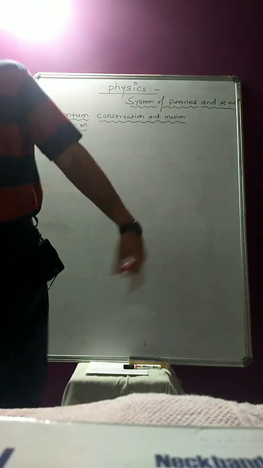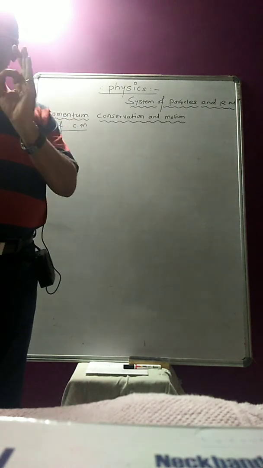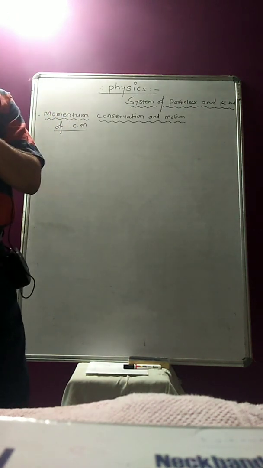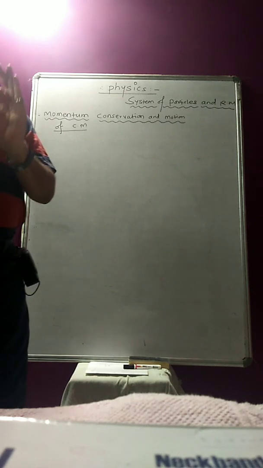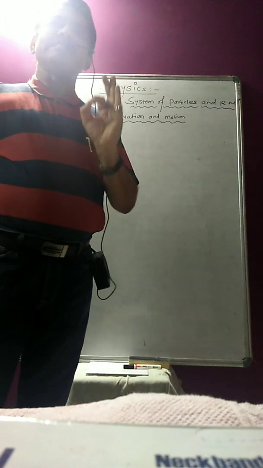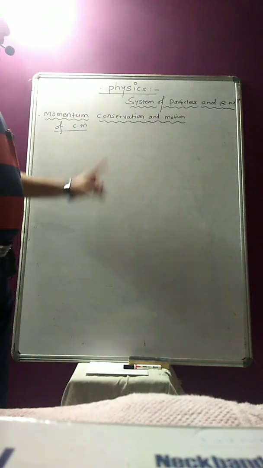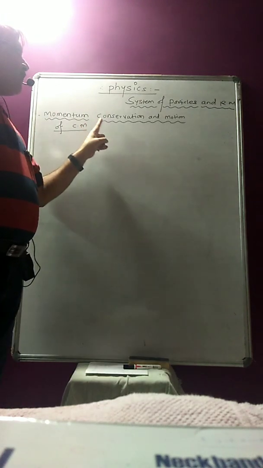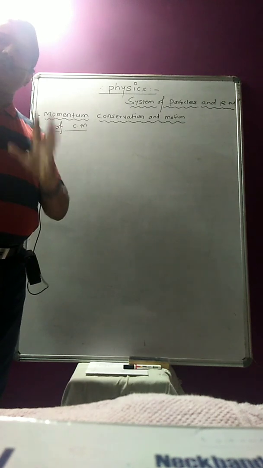So first of all, what exactly is momentum conservation? The law of conservation of momentum states that if no external force acts on the system, the total momentum of the system remains conserved in an isolated system. Now we want to prove that if that conservation takes place, then what will be the motion of the center of mass.